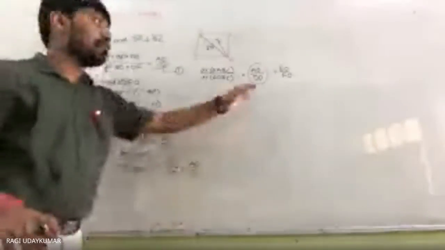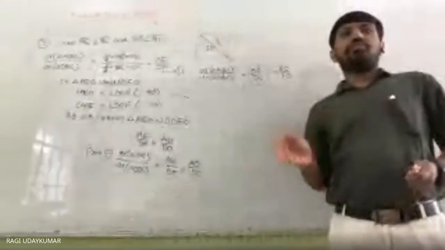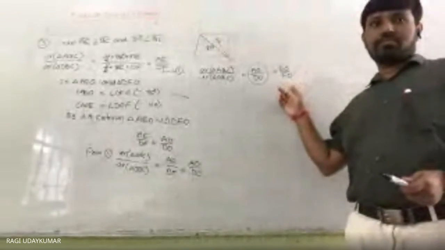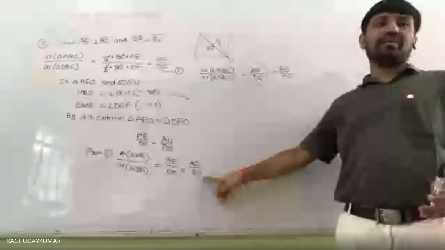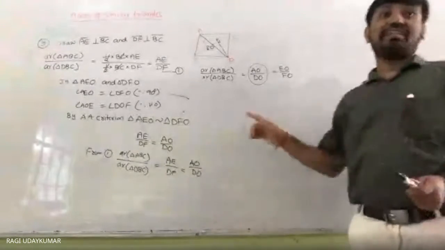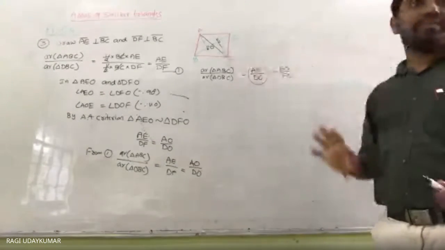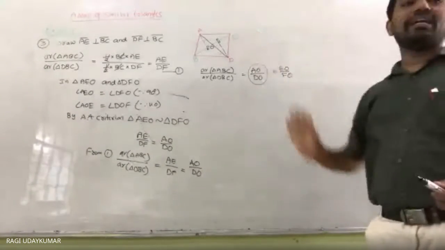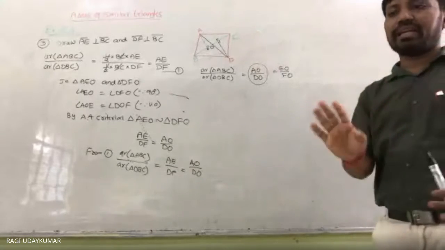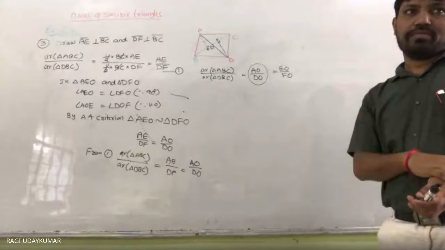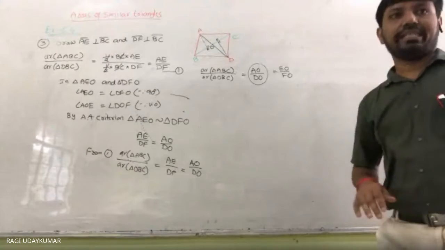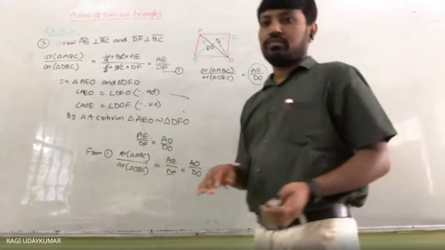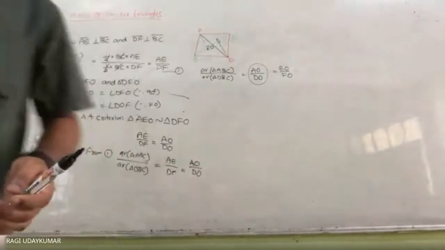Suppose the question is given to you to prove EO by FO also, then you need to write here EO by FO. But in this question perpendiculars are not mentioned. Perpendiculars we have constructed. Okay. Did you understand?